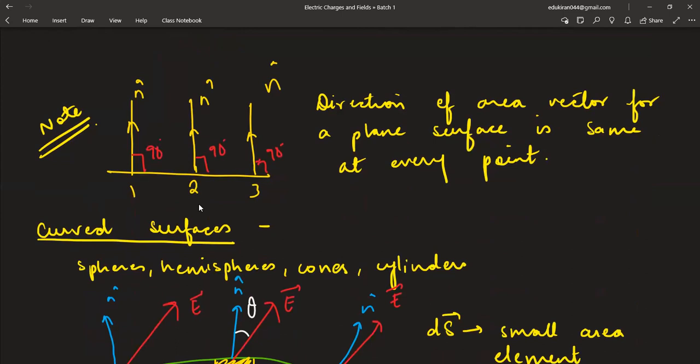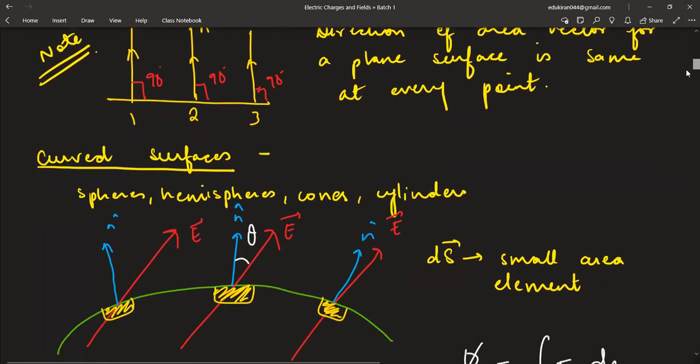Why? Because it will be perpendicular, right? So what will happen? If it is perpendicular, it is pointing in the same direction. So this is n cap, this is n cap, and all of these three are pointing in the same direction. So whatever point on the surface you take, the direction of the area vector will be the same.